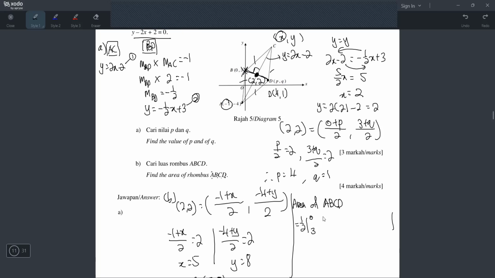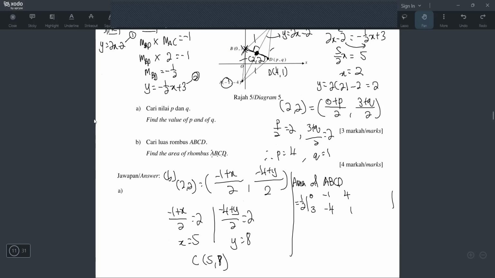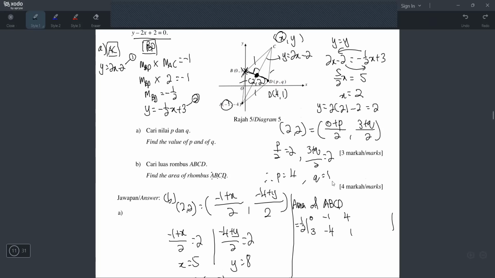But let's write A: negative 1, negative 4. And then next one, D: 4, 1. And then the last one, point C, I have to write 5, 8. It means you can start from any point you want, but make sure the next point is on the outside line. It means the other join, then you can write.